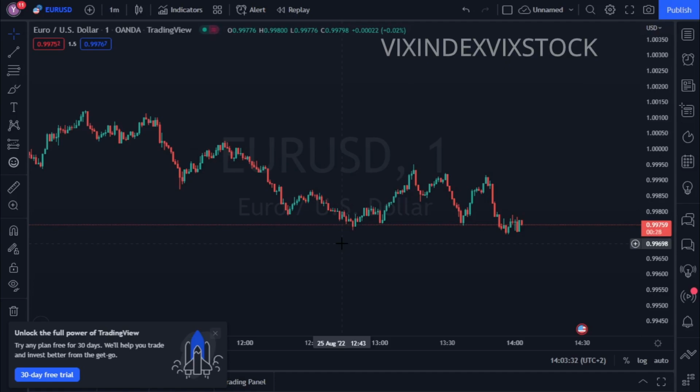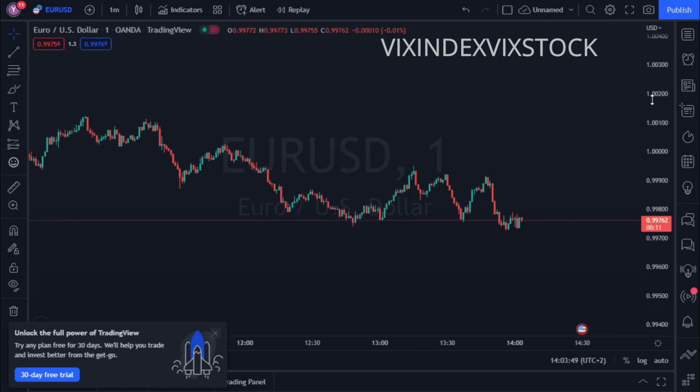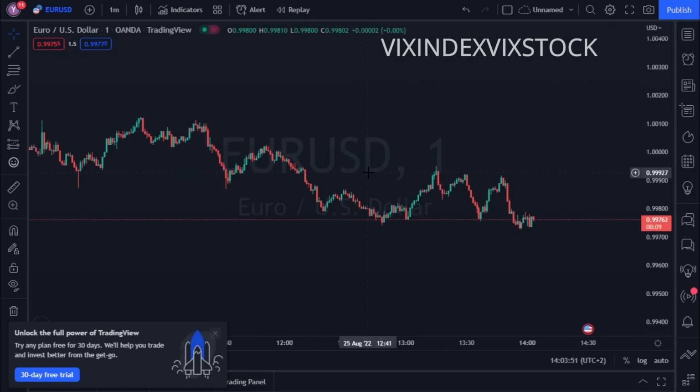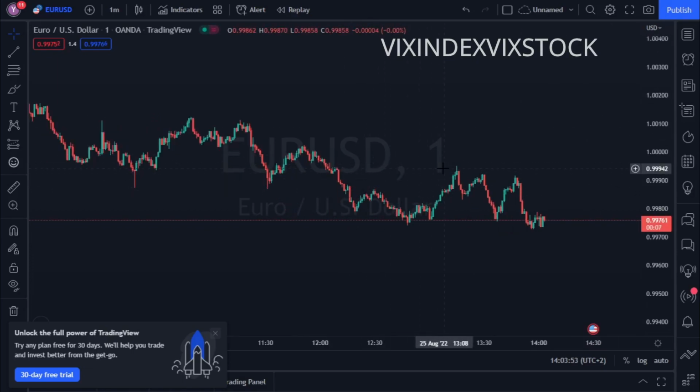I do my trades on MetaTrader, but I do love the versatility and the functionality of TradingView. That's why I also do my analysis on TradingView. So let's get into the system, how to set it up. Obviously I'm on the 1 minute time frame, as you can see there.